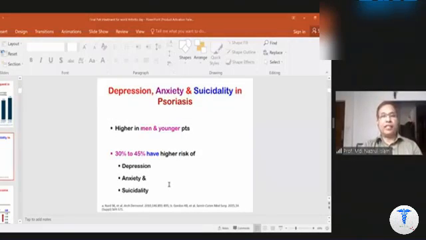Other important aspects we are talking about nowadays: psoriasis is not a simple problem. It is related to depression, anxiety, and suicidality. There is much evidence for this. Cytokines are related to depression, anxiety, and suicidality in psoriatic patients. Interestingly, it is higher in men and also in the younger age group. 30 to 45% have a higher risk of depression, anxiety, and suicidal tendency. So we need to take care of this illness as a whole.